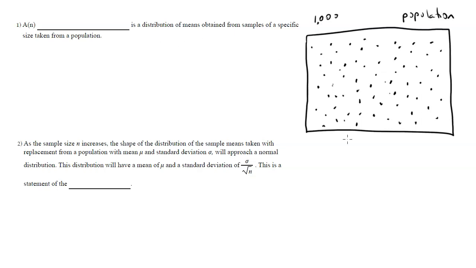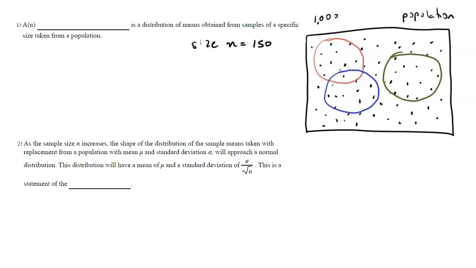And I want to take samples of size n equals 150. So each sample I take, I'm going to take 150 people. I can sample the same person or thing twice. Don't have to, but these are all samples that I take from my population, right? Let's say we take 5 samples, and each of those samples has 150 people in it.